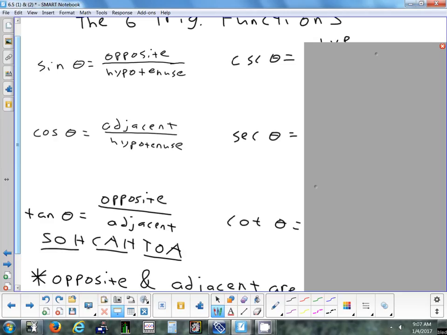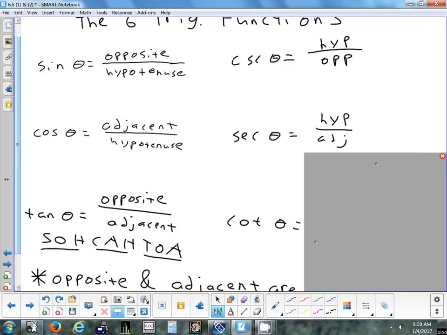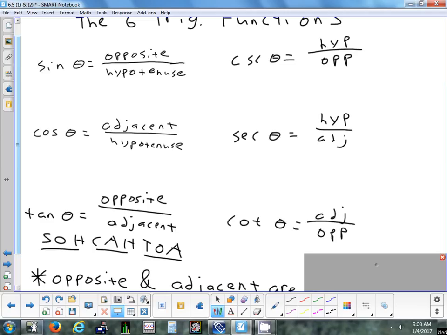And now the other three. What do you do with each of the three on the left to get the three on the right? You flip them. So that means your cosecant is hypotenuse over opposite. Your secant is hypotenuse over adjacent. And your cotangent is adjacent over opposite.